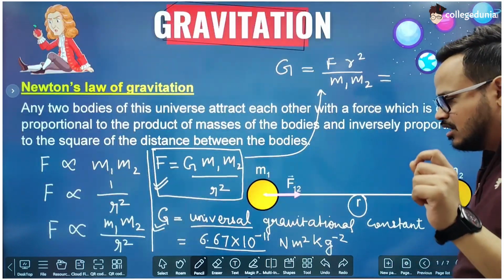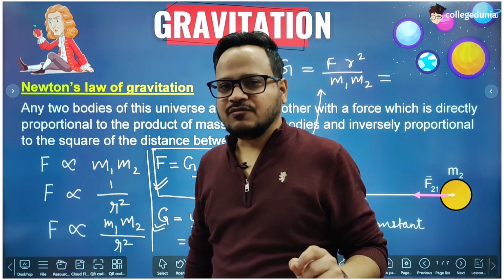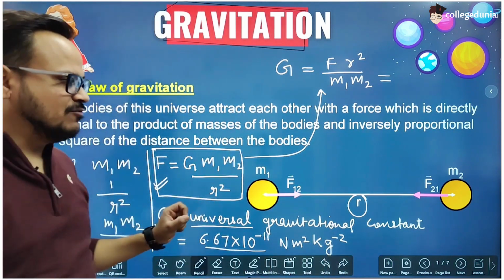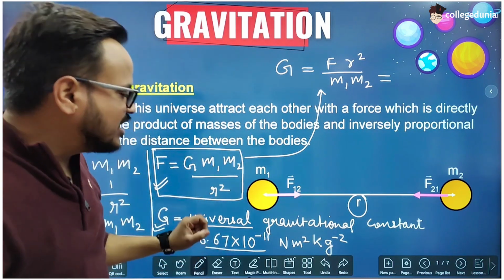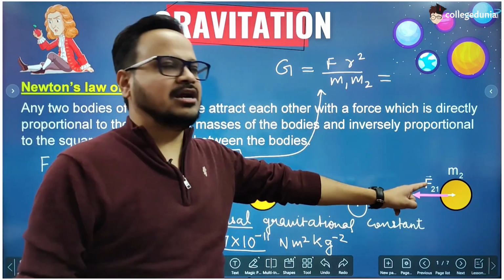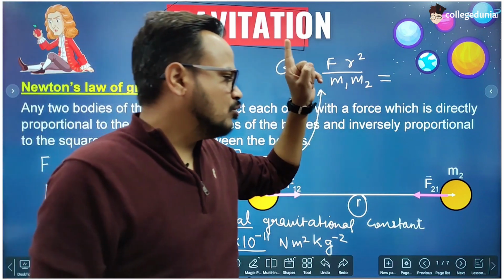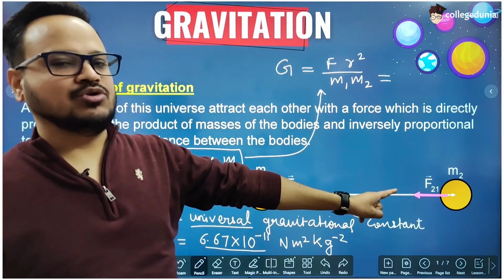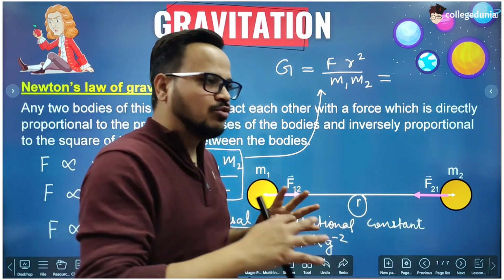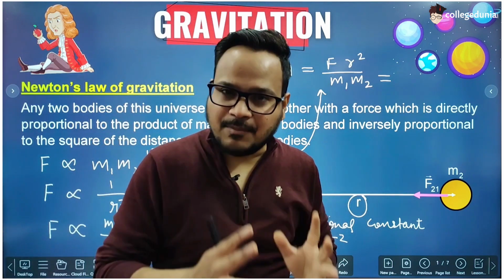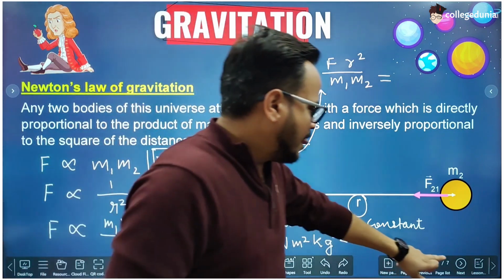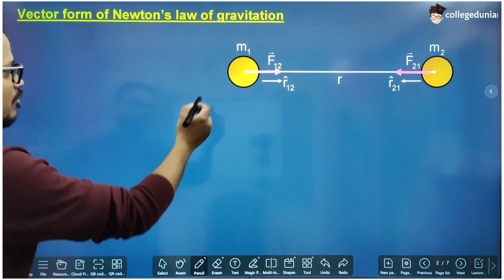One of the most important properties of gravitational force is that this is a mutual force of attraction. The magnitude of force which is applied by m1 on m2 is equal and opposite to the magnitude of force which is applied on m1 by m2. Both these forces, F21 and F12, are equal and opposite. So they obey Newton's third law also, right? So what is the magnitude of this force?